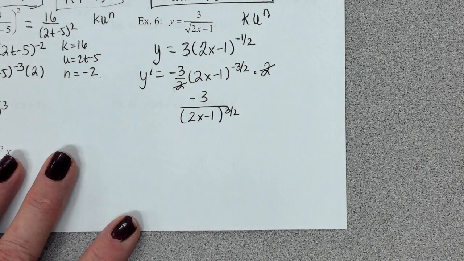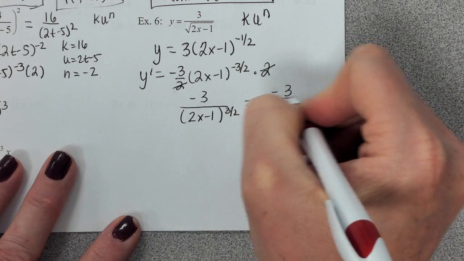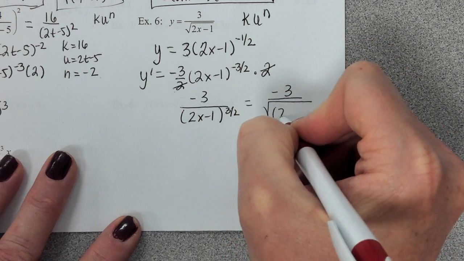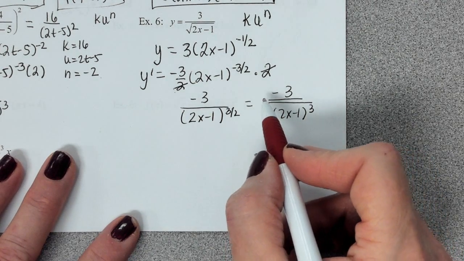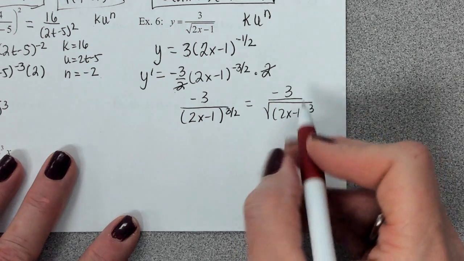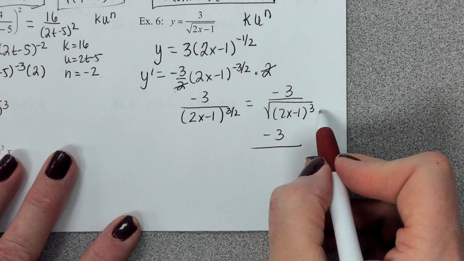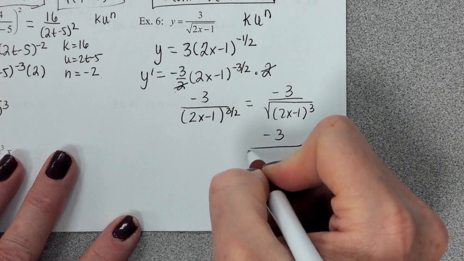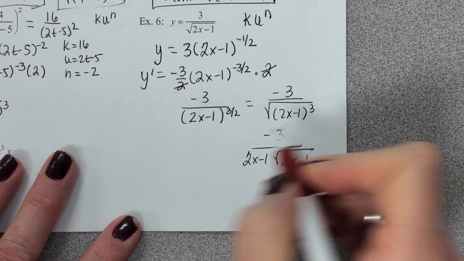That would be okay. In the back of the book, though, they might write it as negative 3 over the square root of 2x minus 1 to the third. Or they might even do this. If you have the square root of something to the third, that means I have this times this times this under there. As long as I have 2 alike, one could come out and one could stay inside.